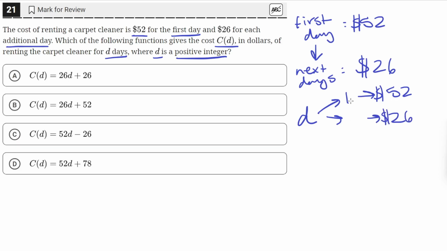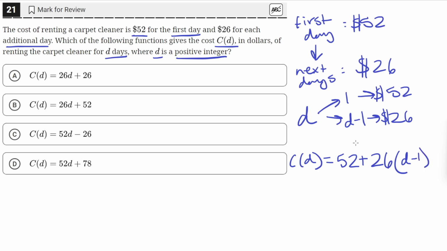So that means the first day is going to be $52, but then D minus 1 days, it's going to cost $26 each day. Because if you subtract 1 from D, you'll get the number of days after the first day. So that means our equation for representing the total cost, C of D, is going to be $52 for the first day, plus the cost of each day after times the total number of days at that new cost.